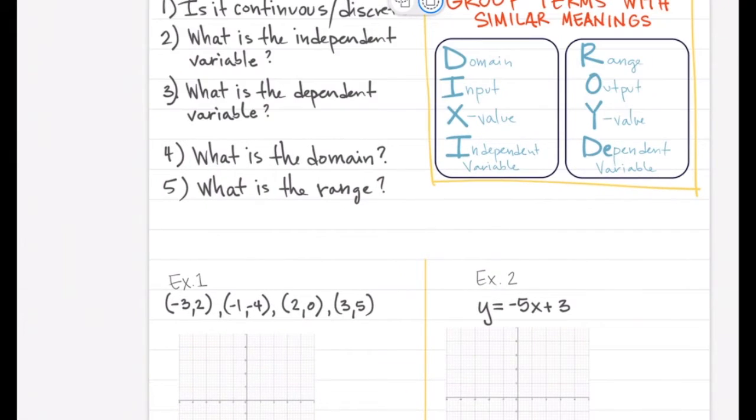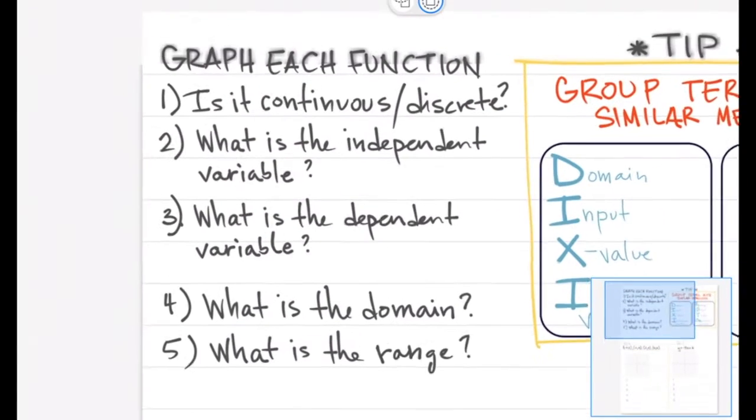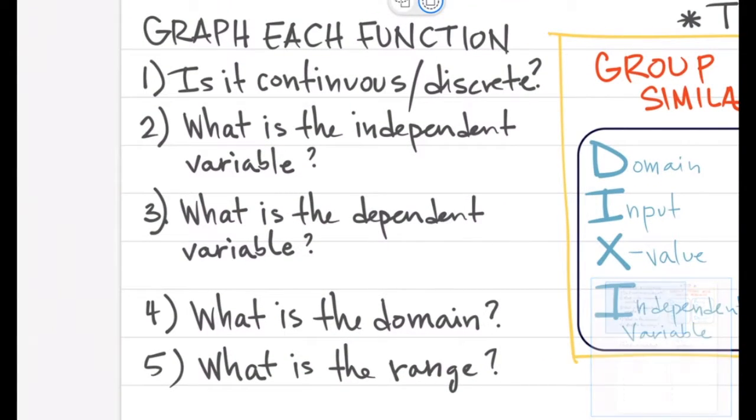So let's do some examples. Now what we're going to do on this next section is we're going to graph each of the functions given, and we're going to answer the questions. So we're going to answer whether it's a continuous or discrete function. We're going to identify the independent and dependent variables, and then we're going to identify the domain and the range.